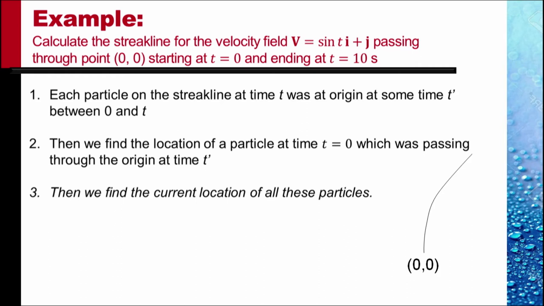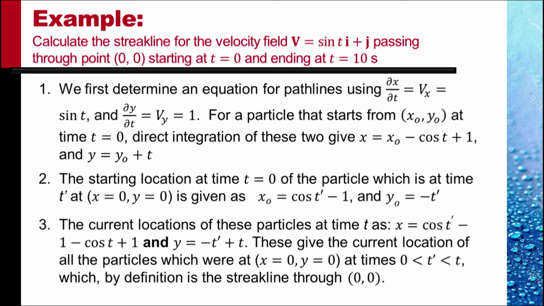So the method of calculating the streak line is that we find the location of the particle at time t equal to 0, which passed through the origin at a given time t prime between 0 and t. Then we find the current location of all these points. We first determine the equation for the path line using dx by dt equal to vx, which was sine t, and dy by dt equal to vy, which was 1. The particle that starts from x naught and y naught at time t equal to 0, by direct integration, gives x equal to x naught minus cosine t plus 1, and y equal to y naught plus t.